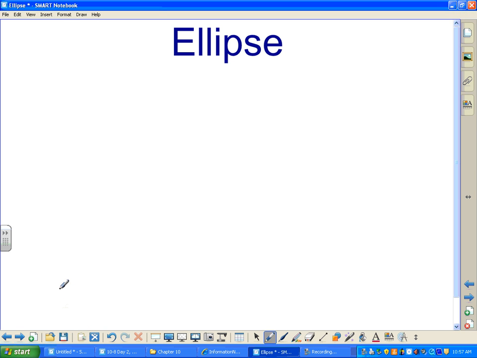Okay, so an ellipse. First of all, let's give the definition of an ellipse. We've done definitions of both the parabola and the circle, so we might as well do the definition of an ellipse as well. And it's a set of all points as well, just like we did before.